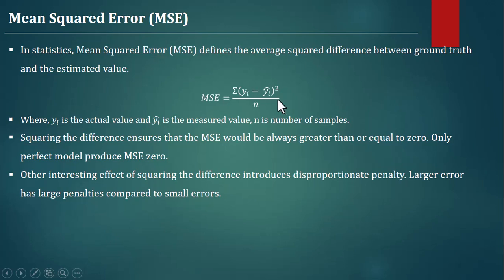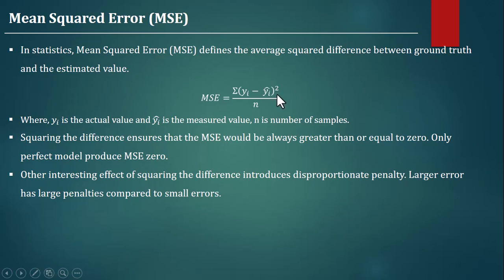So we are taking the average or the mean of the error. That is why it is known as a mean squared error. Let us read it out. In statistics, mean squared error defines the average squared difference between the ground truth and the estimated value. So ground truth means actual value and estimated value means the predicted value, where yi is the actual value and yi hat is the measured value and n is the number of samples.